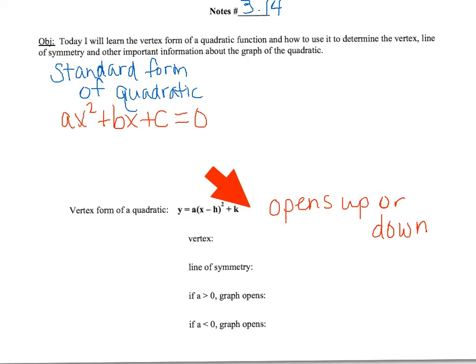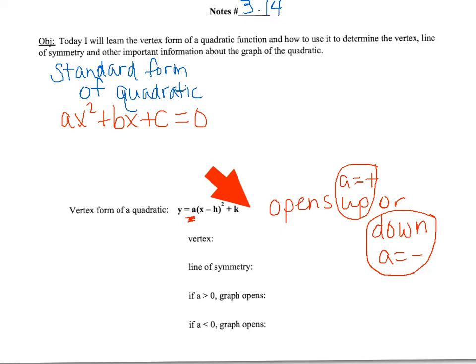Now, that is all based off of this first coefficient right here, which is the letter a. The a is going to tell you whether or not it opens up or down. You should remember that from when we talked about the parent functions. If a is positive, then you know that it's opening up. If a is negative, then it will be opening down. It's been a long time since we talked about that with parent functions, but hopefully you still remember that.